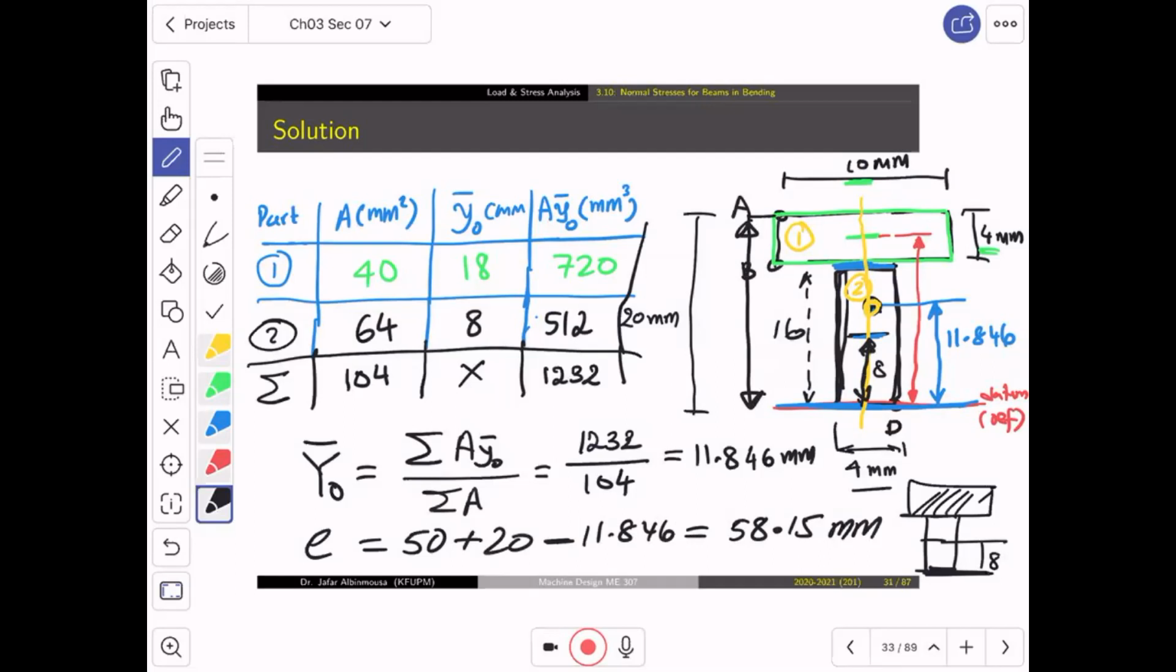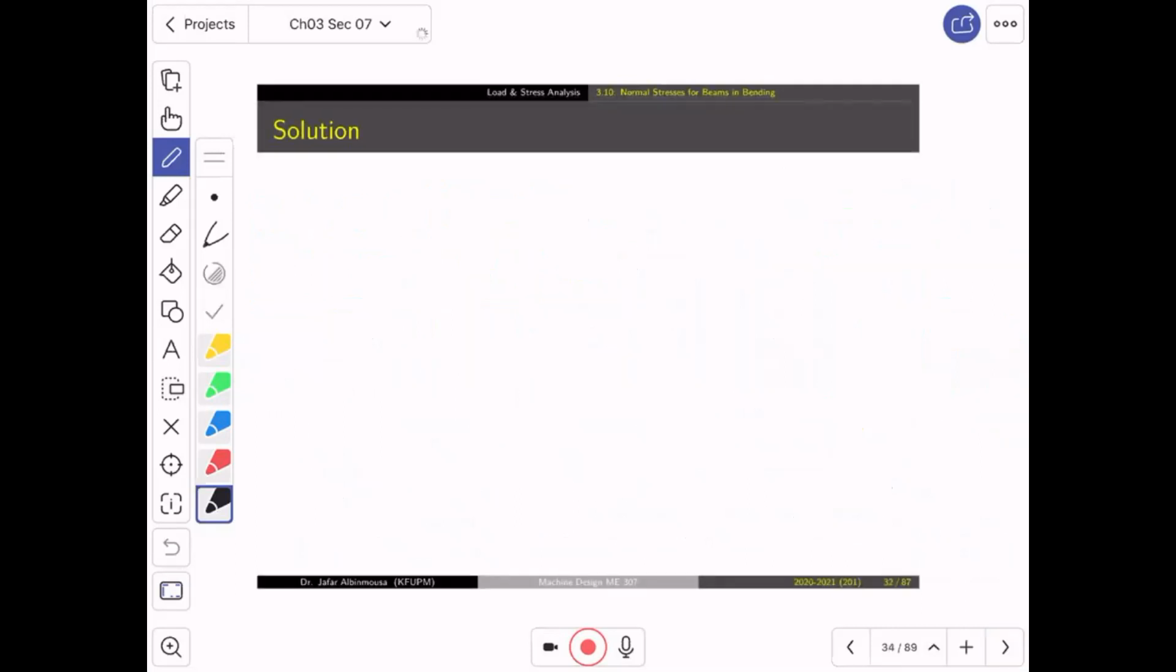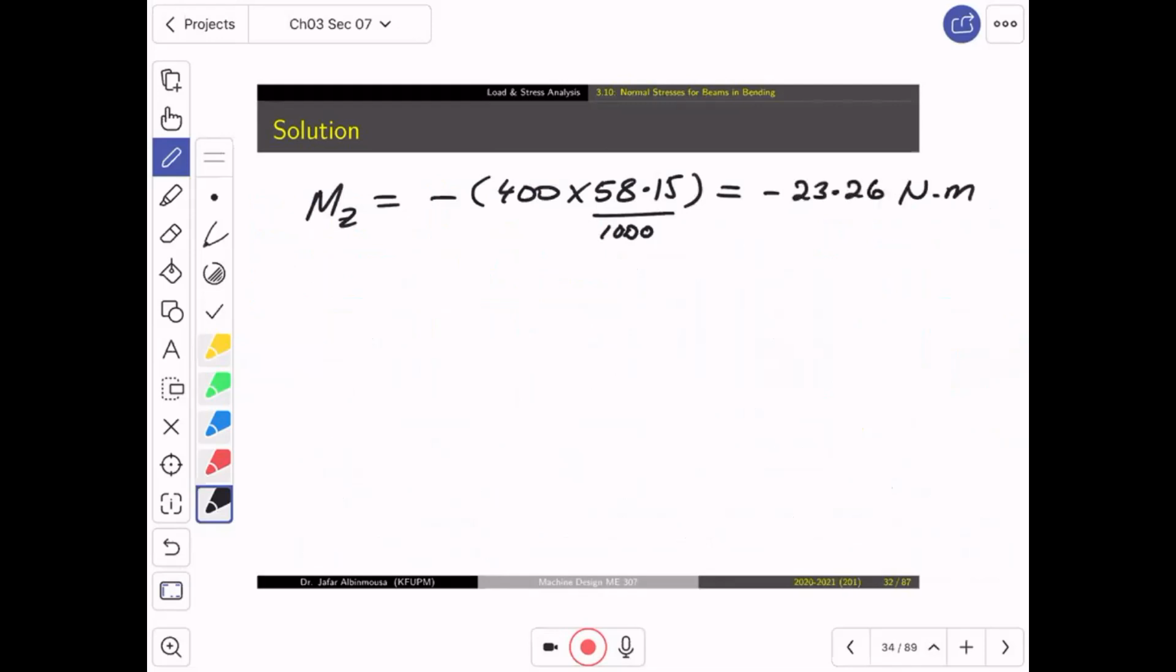Okay. Now we move on. Now, if we move on, we will have Mz, which we agreed that it is negative, which is equal to minus 400 multiplied by 58.15, which is going to give you, of course, if you divide this by 1,000, because it's in millimeter, minus 23.26 Newton meter. Okay? We're not done yet. We're not done yet.